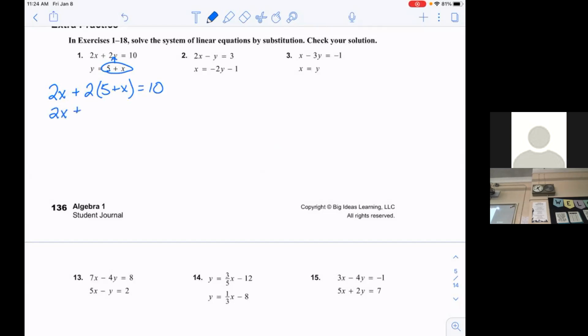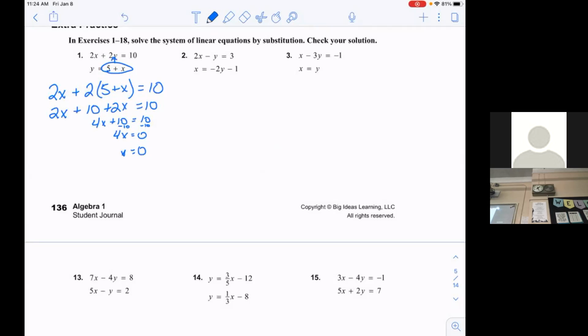Parentheses, very good. 2 times 5 is 10. 2 times x is 2x. That's going to equal 10. So we get 4x plus 10 equals 10. Well, this is a bummer of a problem to start on, but that's all right. I just don't like it because we're going to subtract that 10 over and get a 0. So I'm going to take 0 divided by 4 and get 0. So we have found out something.